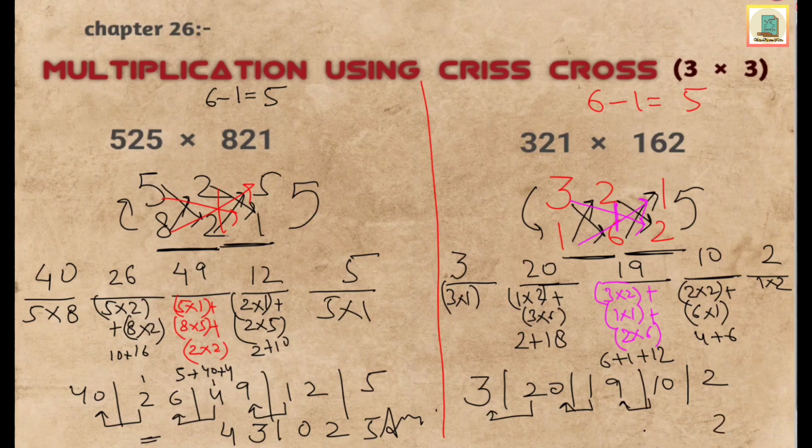So we get 2, 0, 1 plus 9 gives us 10. So 0 over here and 1 over here. 1 plus 1, 2, 2 plus 0, 2. And 2 plus 3 gives you 5. So 52002 is the final answer.